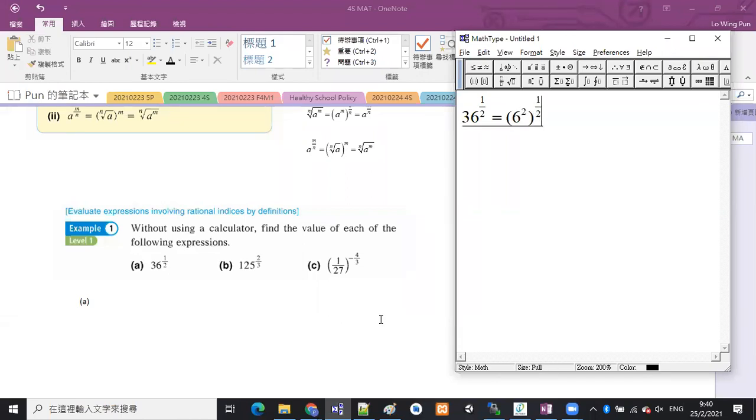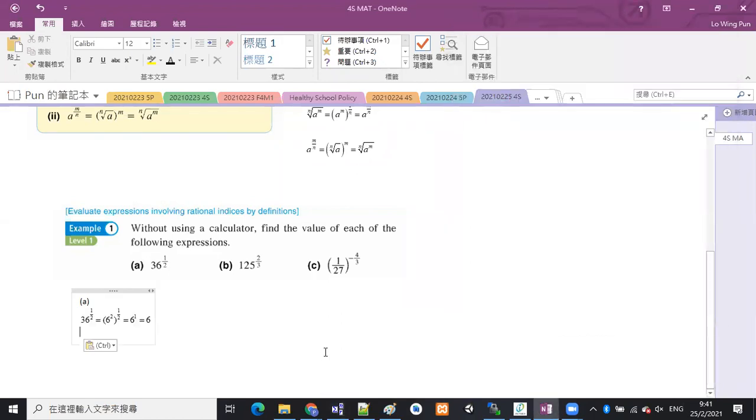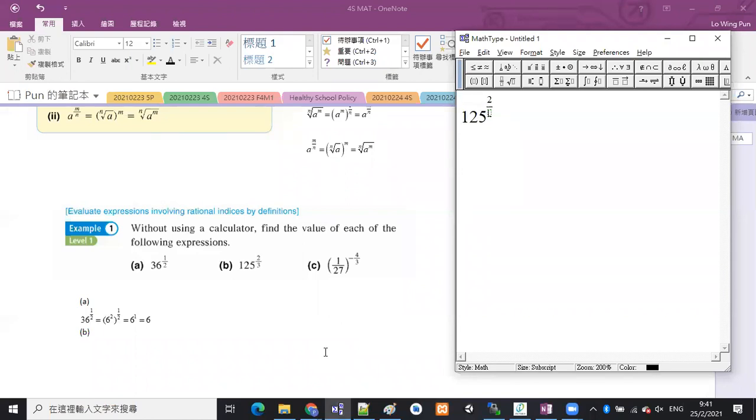Okay, so that would be like this, and then we'll get 6 to the power 1. Okay, because 2 times 1 over 2 is 1, or just 6. That is the answer of part A. And then 125 to the power 2 over 3.